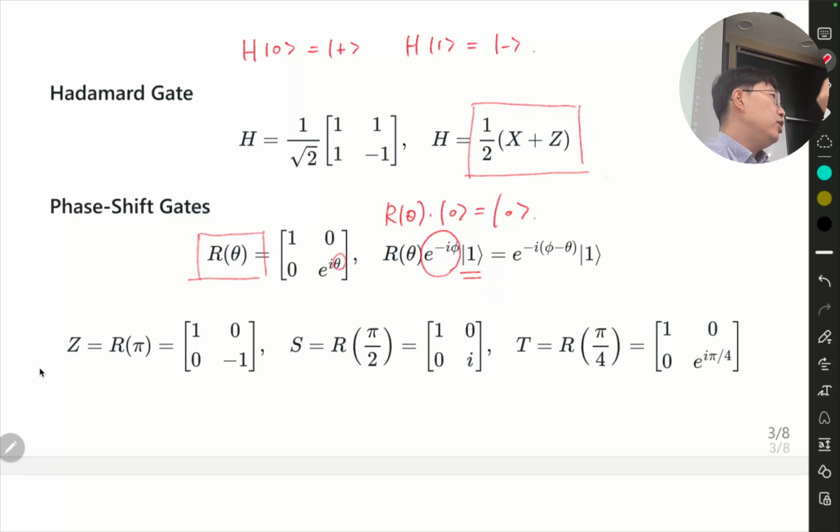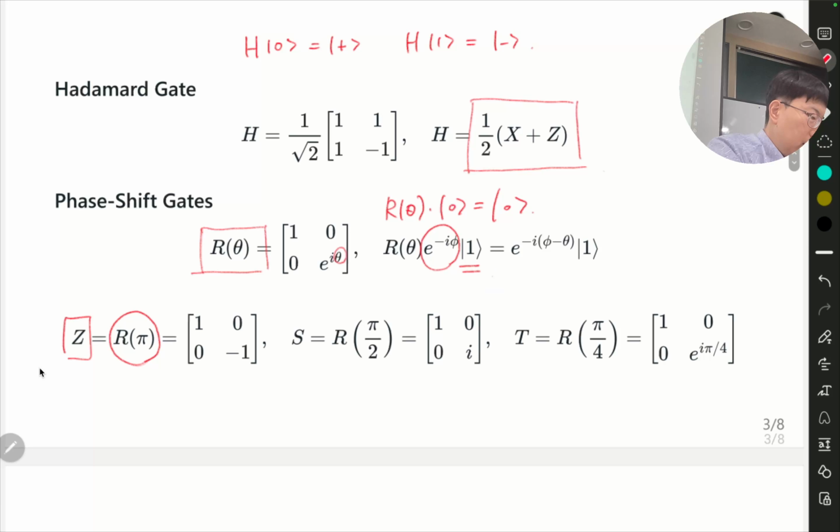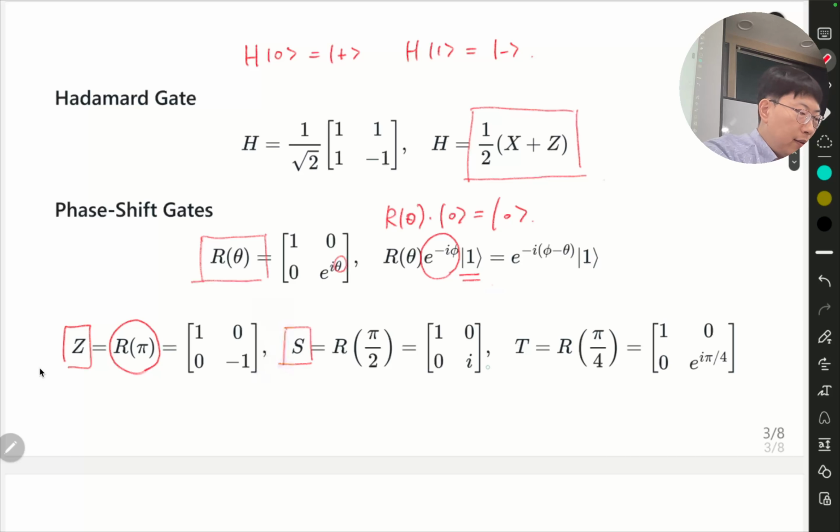So if you change your phase by pi, which means if you take R pi, it's exactly the same as Z. In other words, you change the phase of ket 1, leaving the phase of ket 0 the same. So that's the action of the Z gate. But if you change your phase by pi over 2, then you get a different gate called S, and basically it's the square root of Z. So that's another notation representing this S gate.